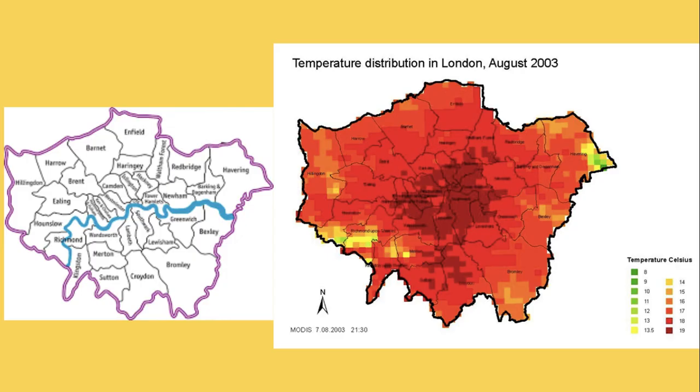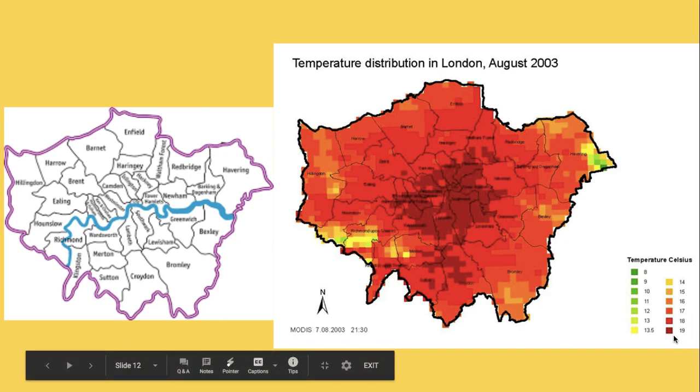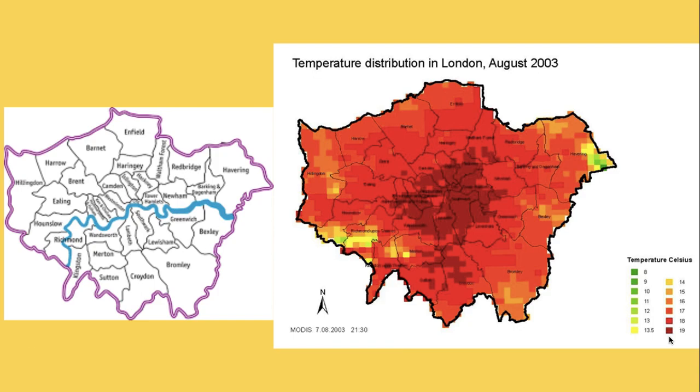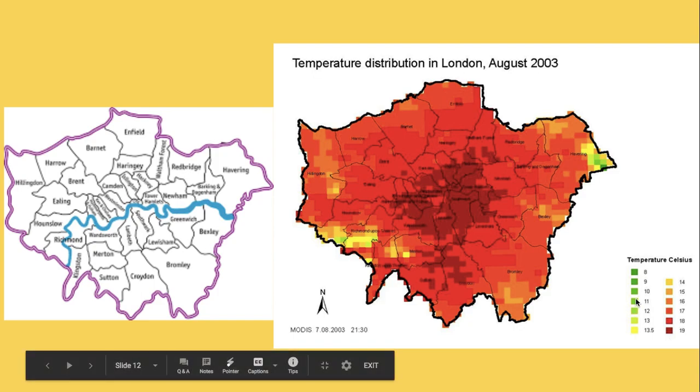So let's look at this pretty little map. This map shows up a lot better on the computer screen than it does on the projector, so good for y'all. Temperature distribution in London, August 2003. Dark red means really hot, 19 degrees Celsius, which is really crazy hot for people in London. They can't deal with that. Yellows and greens are cooler temperatures. So dark green is 8 degrees, lighter greens are 9 and 10.